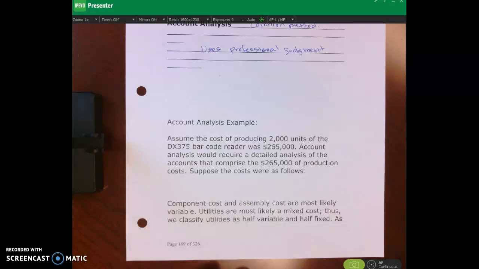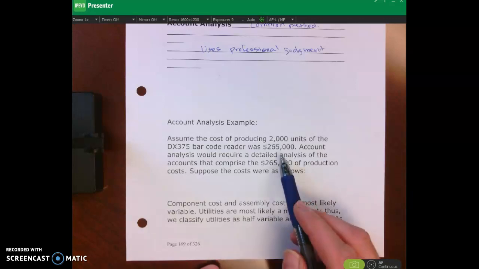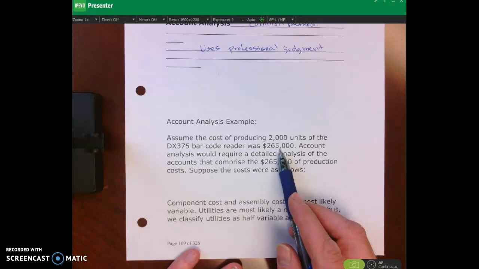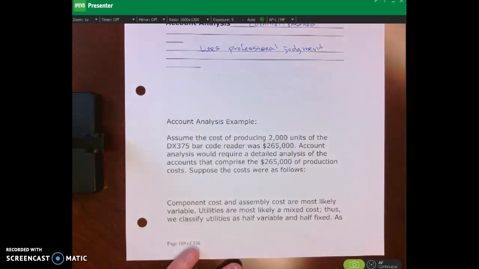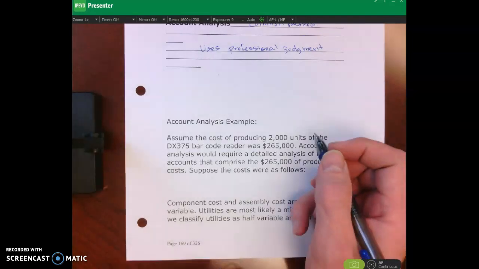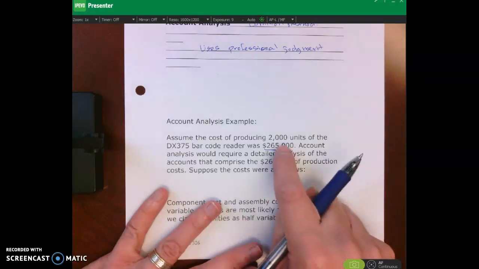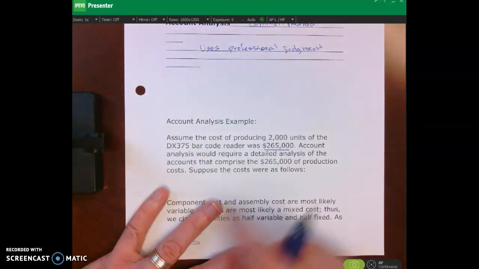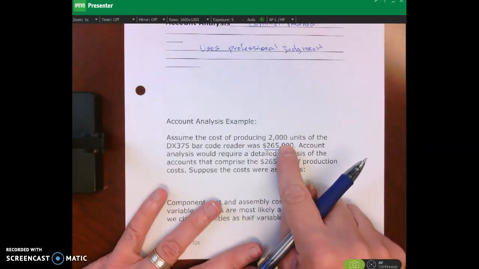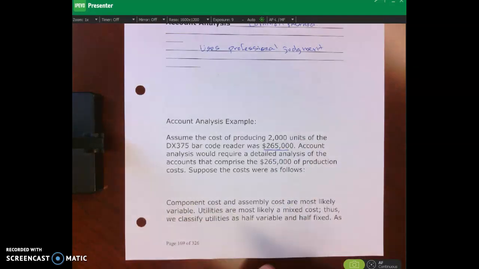All right? So let's assume that we make a barcode reader. We're a company that makes a barcode reader, and we have a total cost of $265,000 for making 2,000 units. The first step in account analysis is we would want a breakdown of where this 265 comes from. How do we get to this number? How much of this is labor? How much of this is materials? How much of this is overhead?